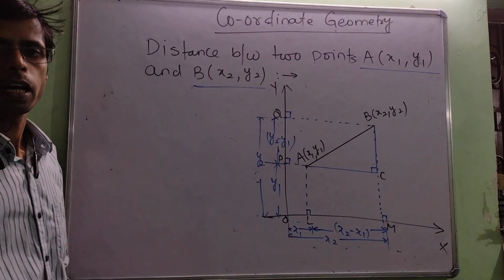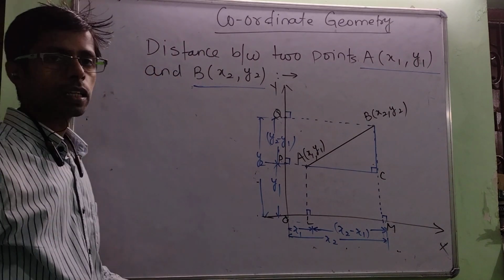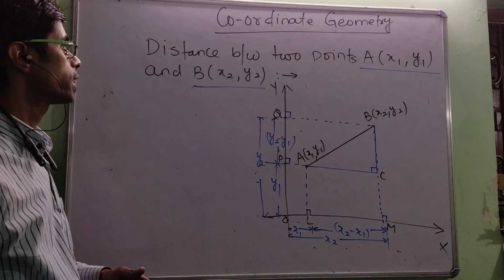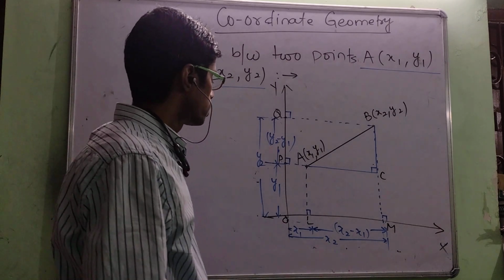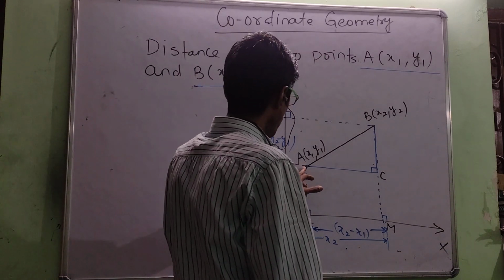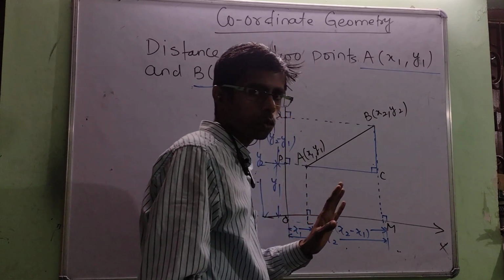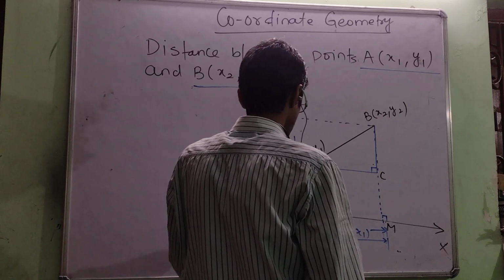Hello everyone, I am going to give a demo in coordinate geometry and my topic is the distance between 2 points A (x1, y1) and B (x2, y2). See here, points A and B, we have represented them in a 2D Cartesian system.